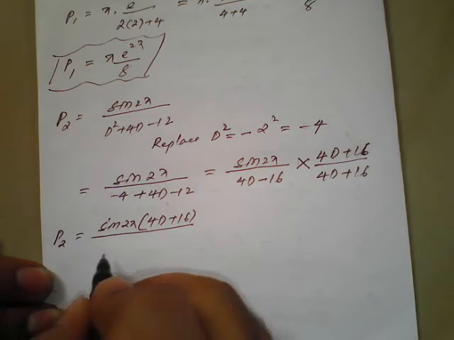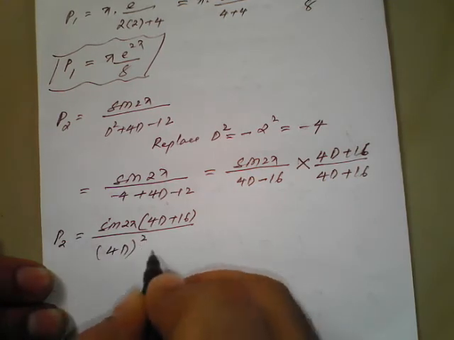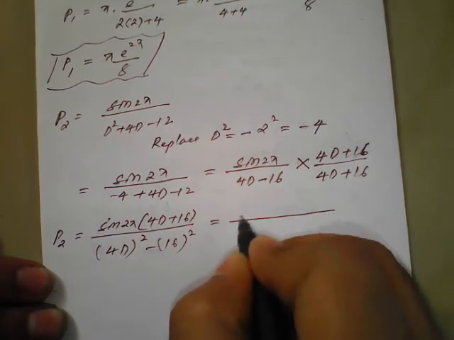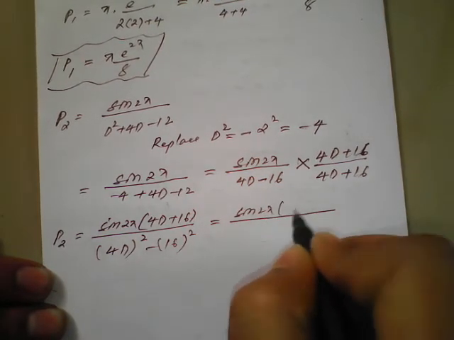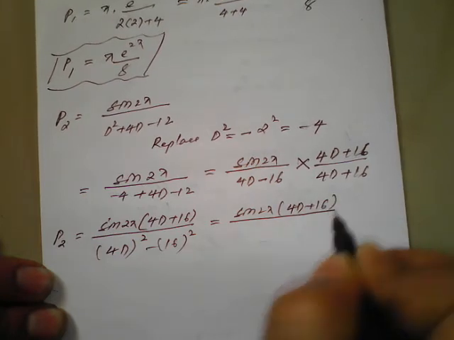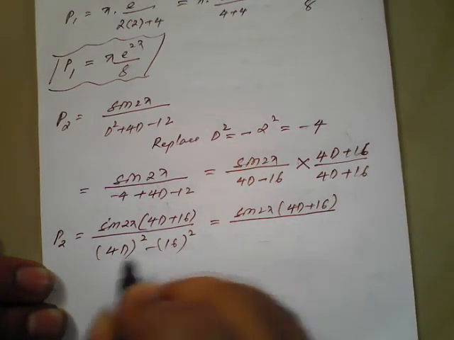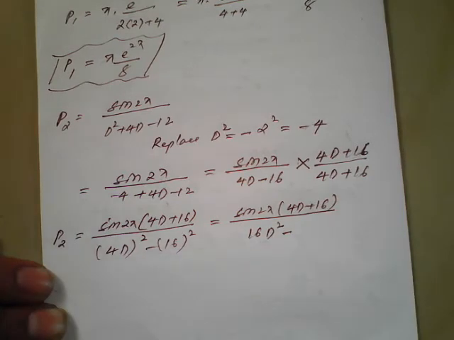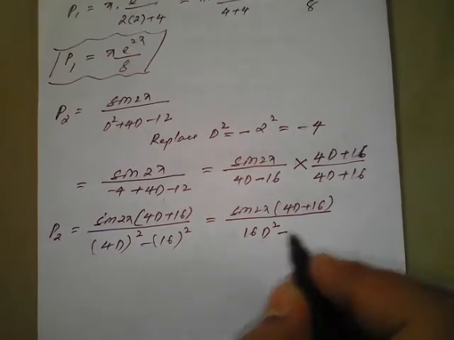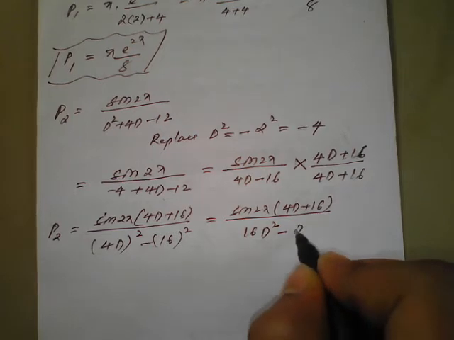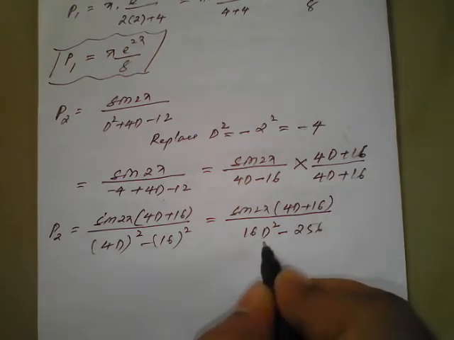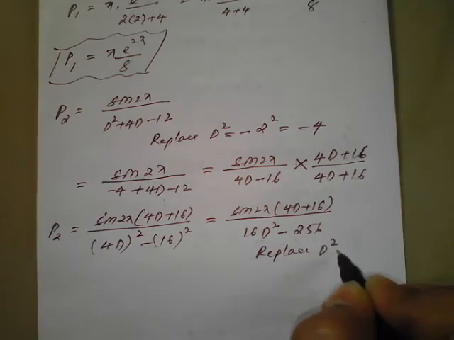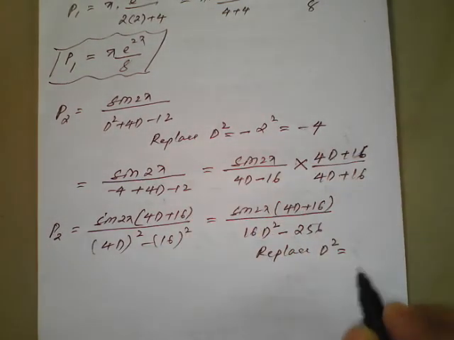So this will become what here, 4d whole square minus 16 whole square. So which is nothing but sine of 2x times 4d plus 16 as it is. So a square plus b, 4 square is how much here, 16d square minus 16 square is 256. So again we got d square. So again you replace d square with the same, d square is minus 4.